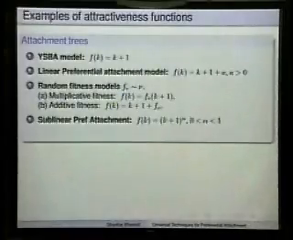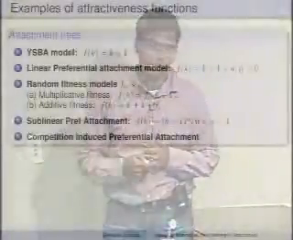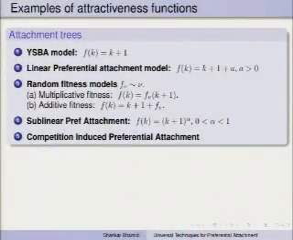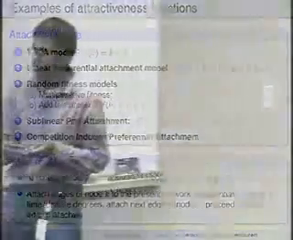So there are variants where you have additive fitness instead of multiplicative fitness, and then there's the sublinear preferential attachment, and then there's this competition induced preferential attachment, which is somehow there's a Markov description. I'll tell you what the Markov description is once I come to how you analyze it. And then there are attachment networks, so not necessarily trees. Trees are good, but attachment networks are sometimes more realistic.